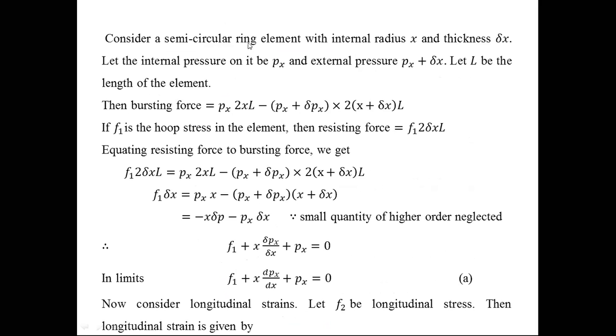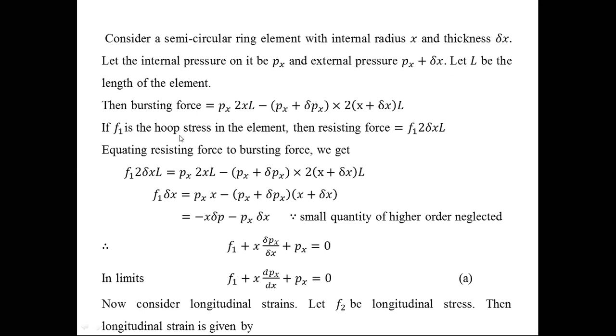Consider a semi-circular ring element with internal radius x and thickness delta x. So let internal pressure on it be px, then external pressure on the circumferential elemental ring px plus delta x. Let L be the length of the element, then you calculate the bursting force or resisting force is equal to px into 2xL minus this, this is the internal and this is the external.